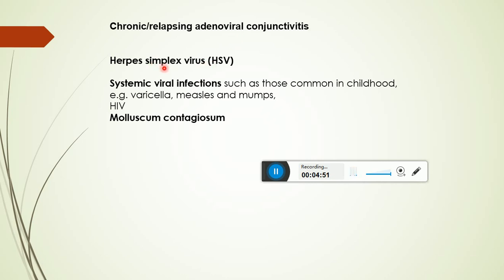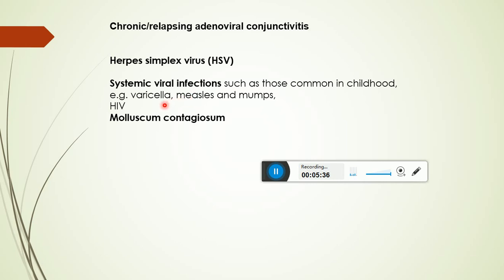Another is herpes simplex virus. It causes follicular conjunctivitis, particularly in primary infection. It is unilateral and there are skin vesicles. Systemic viral infections can also cause conjunctivitis, for example varicella, measles and mumps, where the picture will be follicular conjunctivitis. With varicella zoster, there is a secondary infection. It commonly causes conjunctivitis and there is ophthalmic shingles.